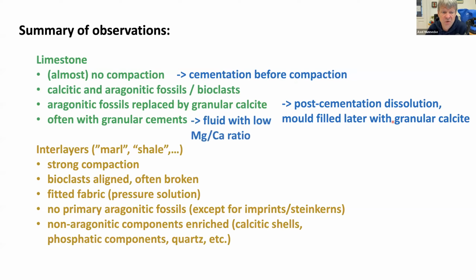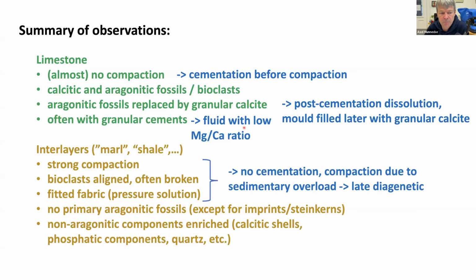So, and what does the granular calcite, the cement, mean? The cementation was in a fluid with a low magnesium-calcium ratio. This is very important. So the fluid was not marine. It was at least not normal marine. It had a very low magnesium-calcium ratio.